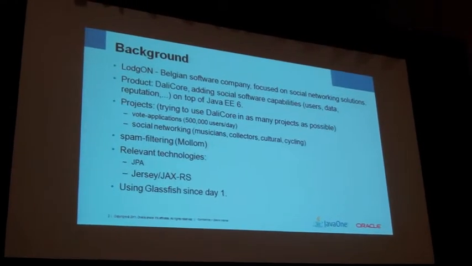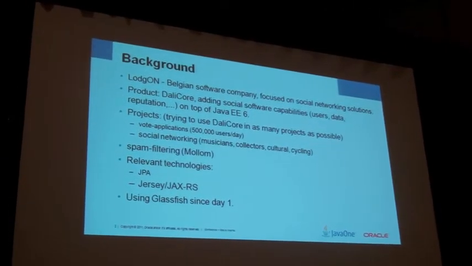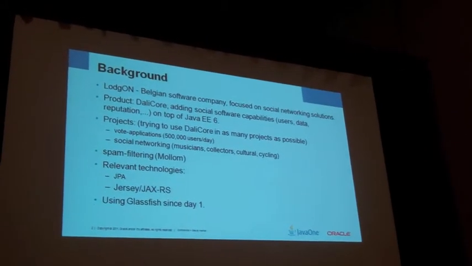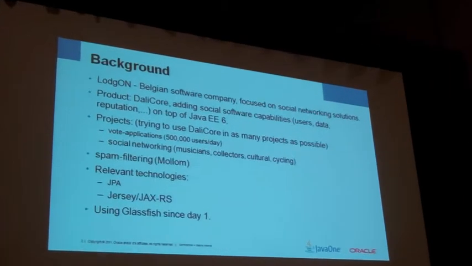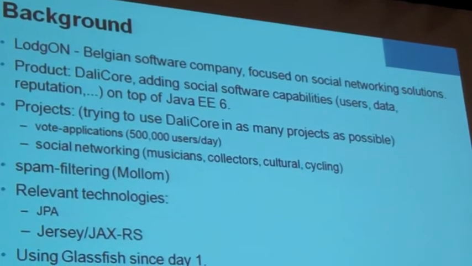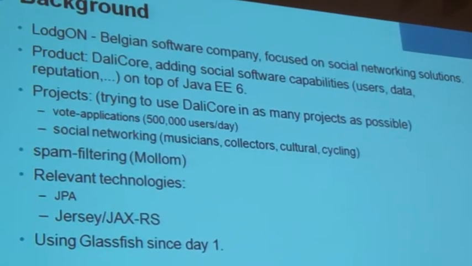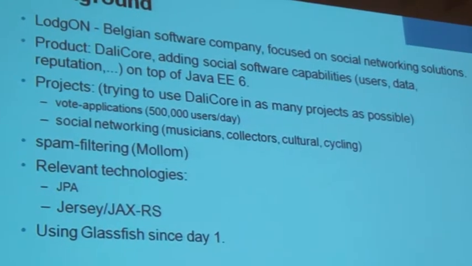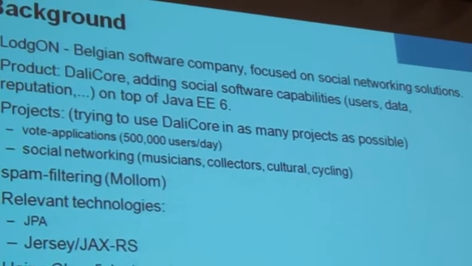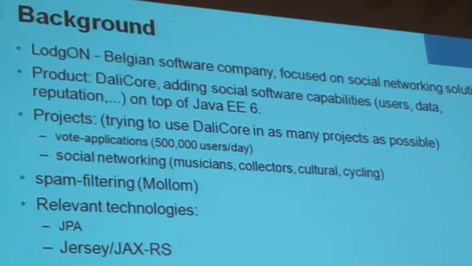The company I work for is a small company in Belgium called LodgON, and we focus on social networking software. We have a product that we use in most of our projects. It's called DaliCore, and in one line, DaliCore adds social networking capabilities on top of Java EE6. It's quite popular these days. Every project you need to connect with, for example, Facebook. You should be able to log in with your Google account, and you need bidirectional communication with Twitter using OAuth. That's something that's not part of Java EE yet, but that we have in DaliCore.